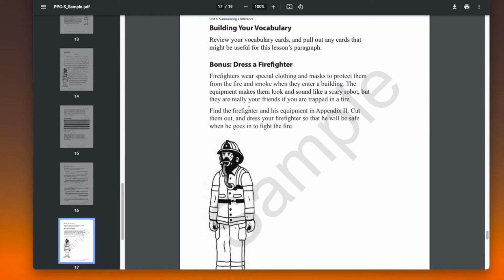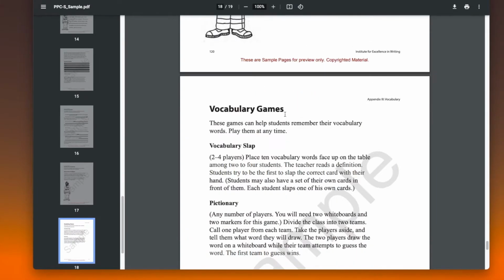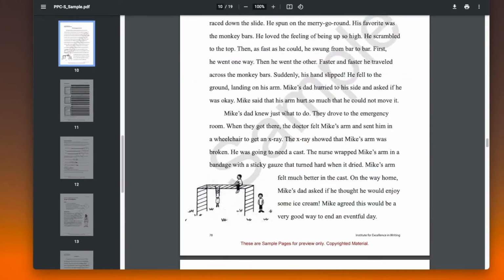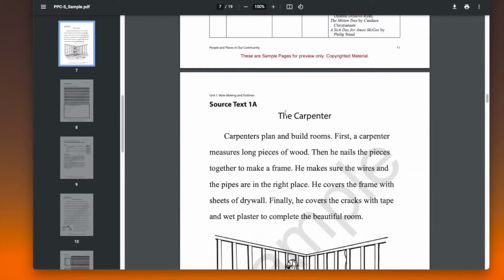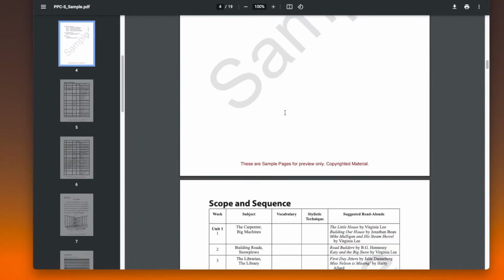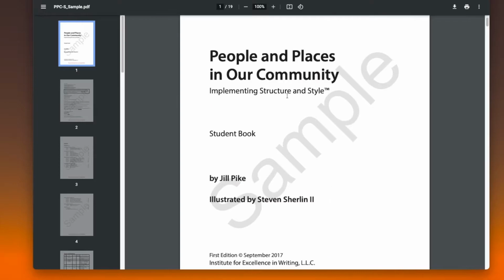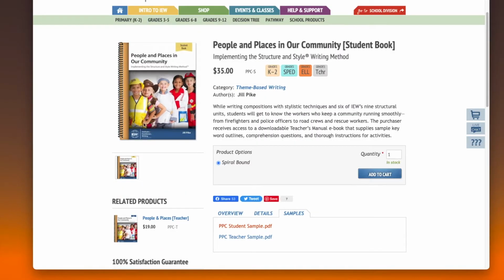Okay, so these all correlate with the different lessons and units in the teacher guide. So if you are wanting a program that provides you the content, or you have a kid who really likes community type stuff, then this might be a good fit for you. The People and Places in Our Community, grades K-2, is theme-based writing. They have other theme-based writing programs.